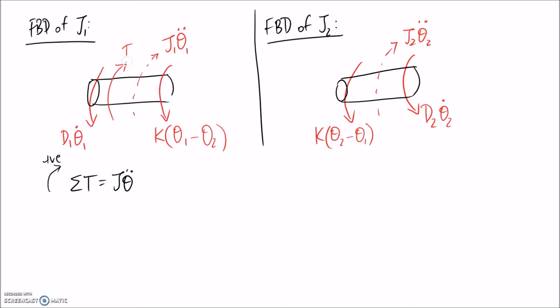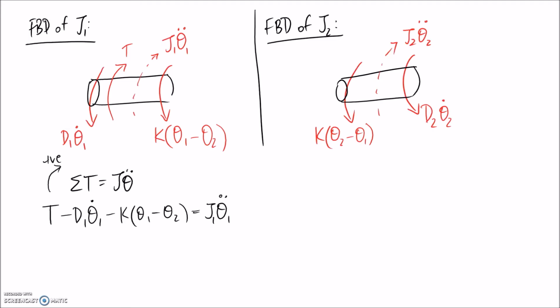So we're going to have the torque T applied in the positive direction. We've got the damper part applied in the negative direction. And we've got this applied in the negative direction as well. And on the other side of the equation, this relates to this, and it's in the positive direction, so it's going to be J1 theta 1 double dot.